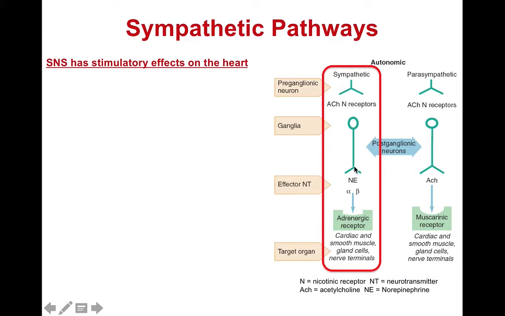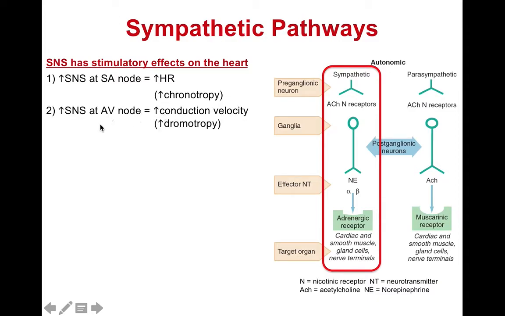And when this system is signaling, the postganglionic neurons are releasing norepinephrine, and the norepinephrine is binding to adrenergic receptors on the heart, that causes the SA node to increase heart rate. So it's going to cause increased signaling from the SA node, increasing heart rate. They call this an increase in chronotropy. Increased sympathetic nervous system signaling at the AV node will cause increased conduction velocity through the AV node, and that's obviously called increased dromotropy, which also helps increase heart rate.